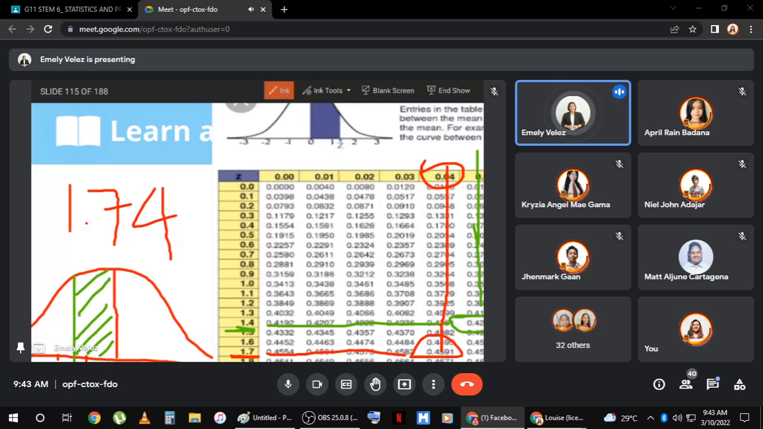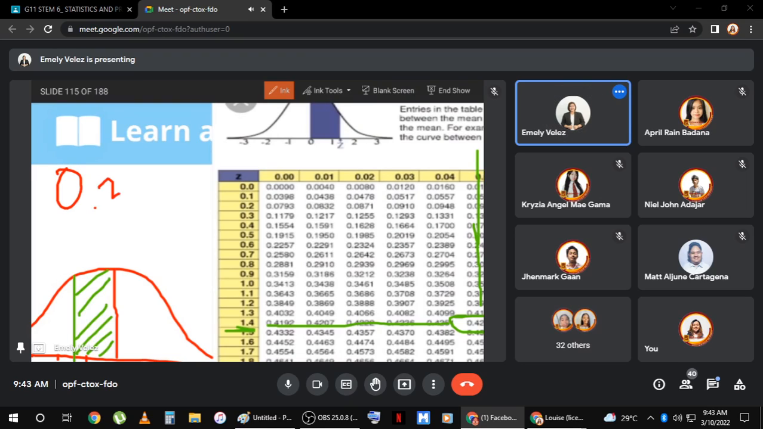4591 is the correct answer. Next. Let's have the opposite. I will provide you with the area and you will find the Z-score value. Again, I will provide the area and you find the Z-score value. Here's the given area. What do you think would be the Z-score value? You can find it in the table.